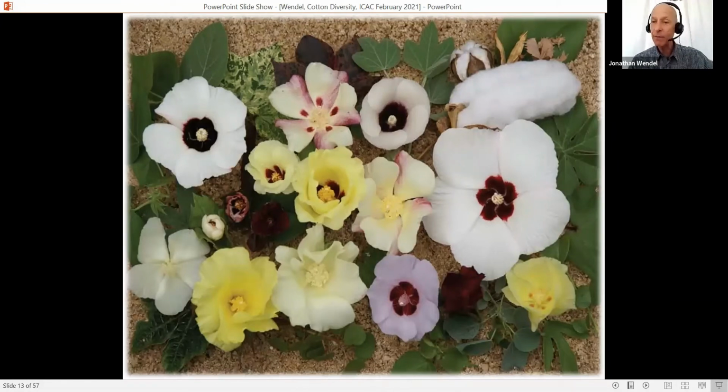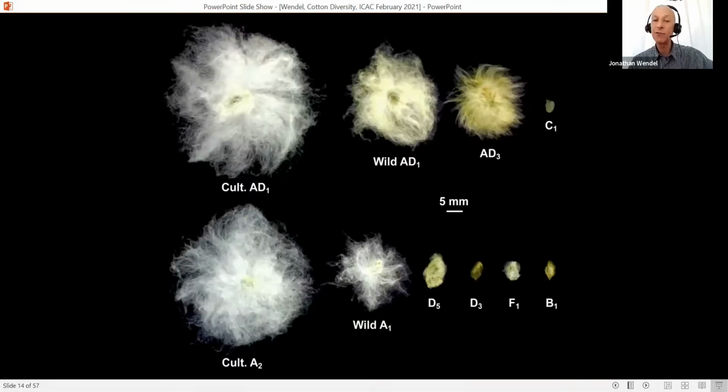Isn't that marvelous? This is the diversity in one genus of plants, the genus from which cultivated cotton is derived. It's extraordinary. Here's another picture of diversity in the cotton genus. And you'll recognize here some of the genome groups, perhaps some of you will. All those capital letters are genome groups.